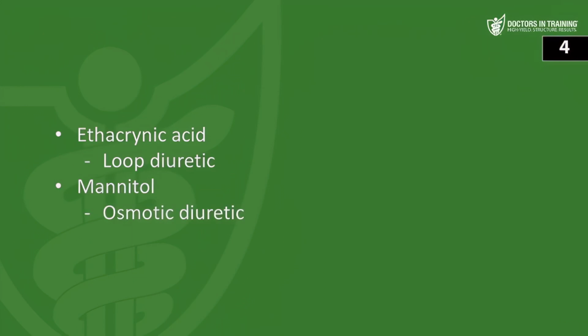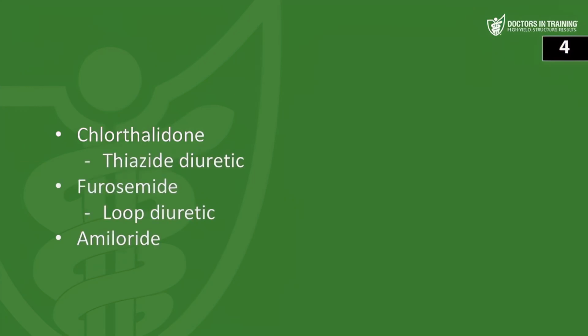Mannitol is an osmotic diuretic. Metolazone is a thiazide diuretic. Chlorthalidone is a thiazide diuretic. Furosemide is a loop diuretic. Amiloride is a potassium-sparing diuretic. And torsemide is a loop diuretic.